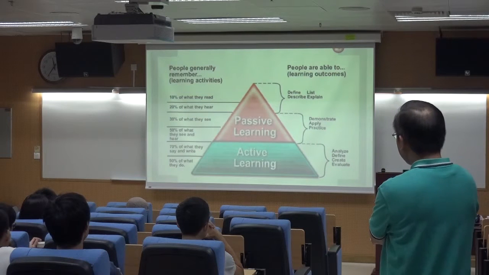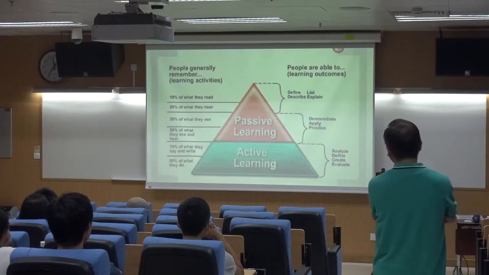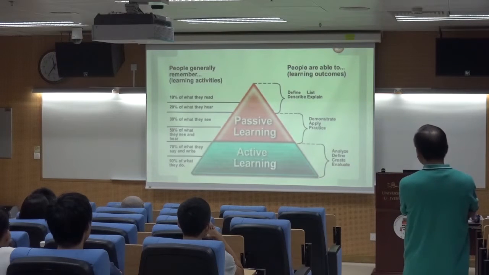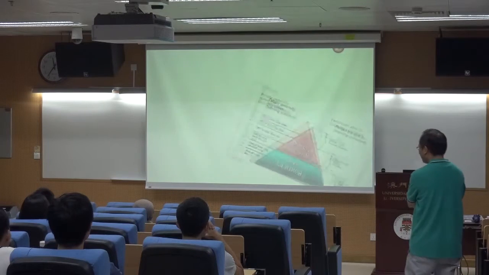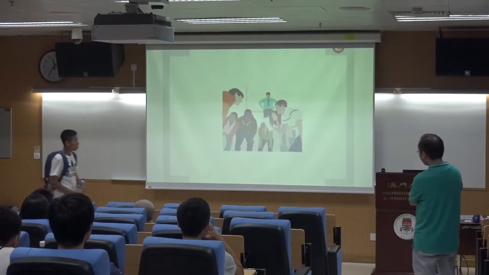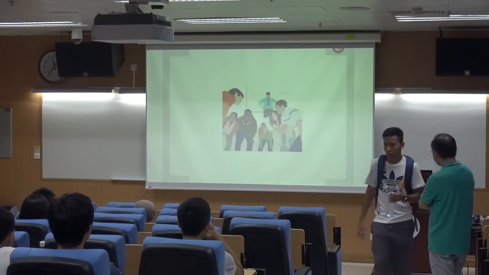Now that we have an understanding of what active learning is and why we should implement it, let's look at some specific examples to give you a clearer picture of what constitutes active learning in practice. Let's take the example of a small group discussion. In a face-to-face setting, you might group students up and ask them to discuss a particular topic.